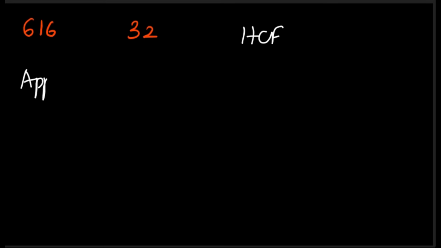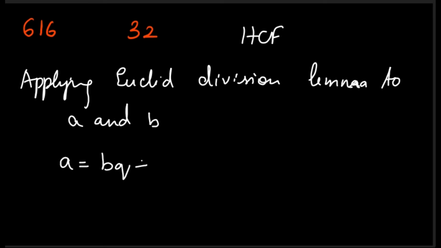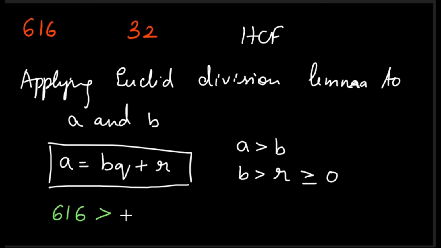Applying Euclid division lemma to A and B, A equals bq plus r, where A is greater than B and B is greater than R, which is greater or equal to 0. Now यहाँ पे ये number 616 is greater than 32. Therefore, this will be A, this will be B.